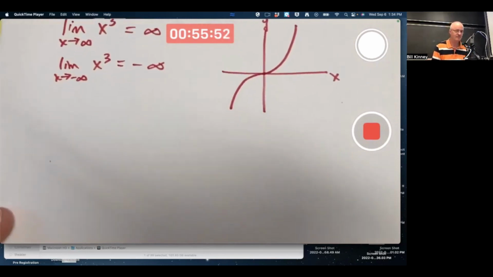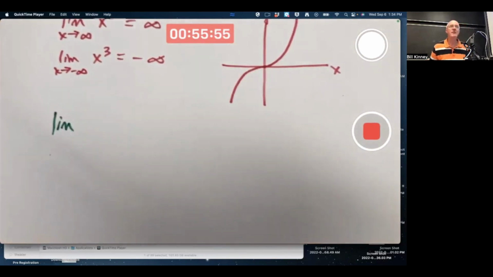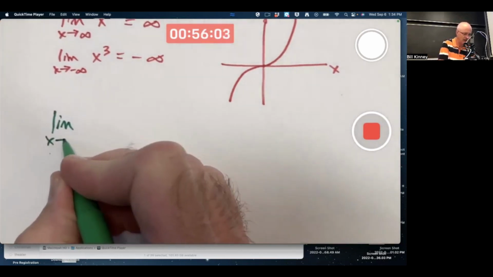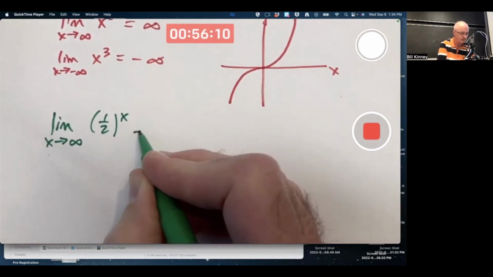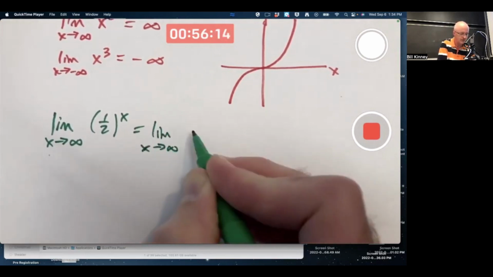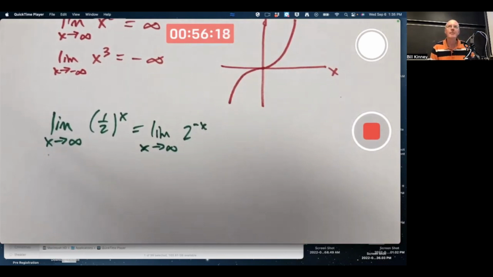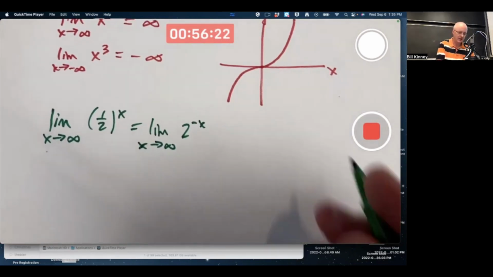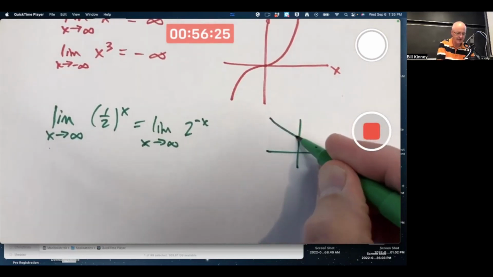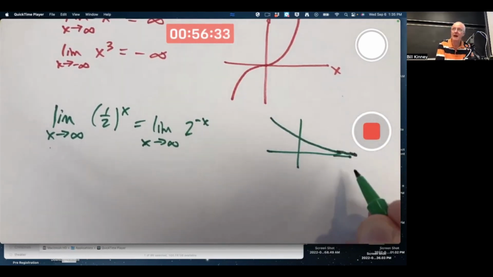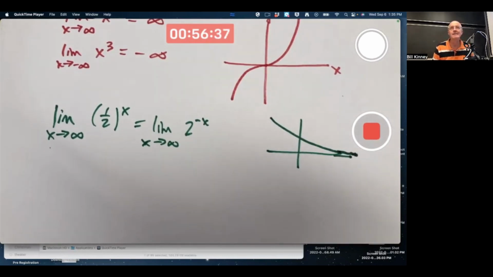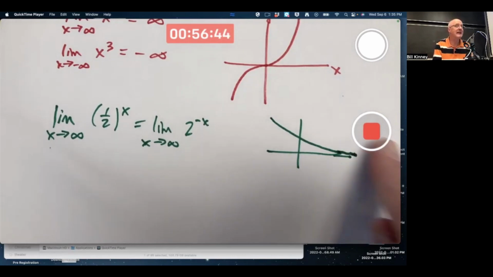On the other hand, some functions have horizontal asymptotes. What's the limit as x goes to infinity, for example, of 1/2 to the x? Same as the limit as x goes to infinity of 2 to the negative x. That's a function whose graph is exponential decay. It looks like this. It does go down. It's decreasing, concave up. And you might say, in a sense, it goes down forever and ever. It never stops going down, but it never gets lower than 0. And in fact, it gets as close as we like to 0 by making x big enough.